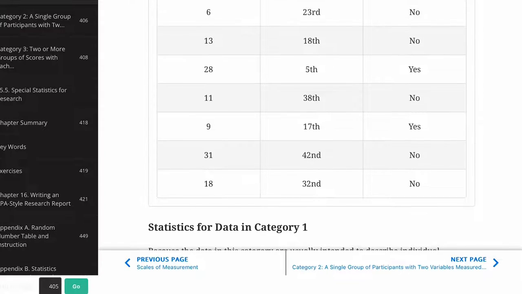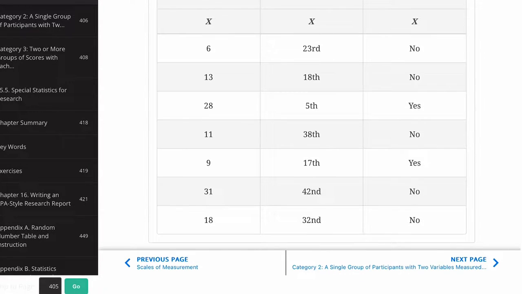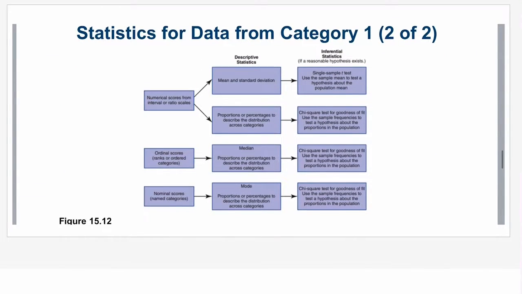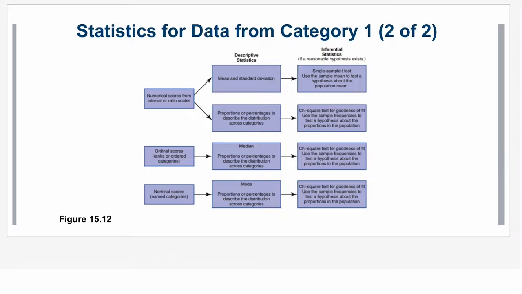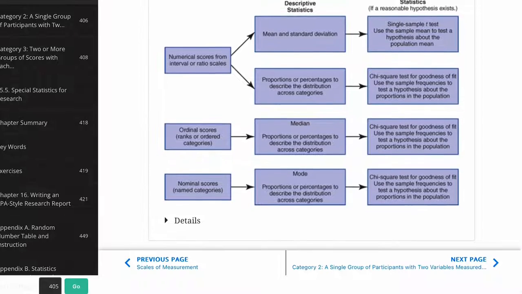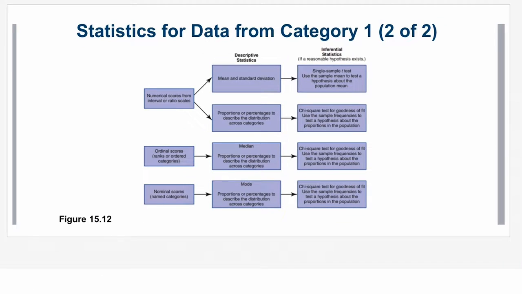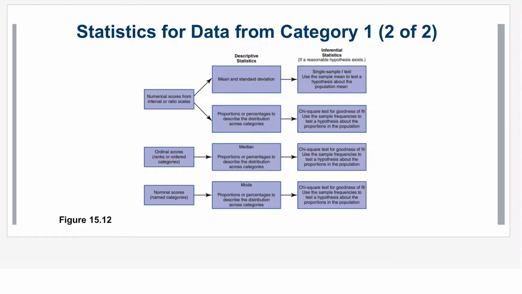So what do we do with this? If we go back, here is the flow chart for category 1 data. This is figure 15.12. You can see down there at the bottom from your book. The words are a little bit bigger in your book. I'll show you really quickly. You can see those a little bit better, but I'm not sure if it's going to cut off this chart in the video when I post it. So I'm going to use this, but just know if you can't really read that very well, view it in your textbook, and the font is definitely bigger there.